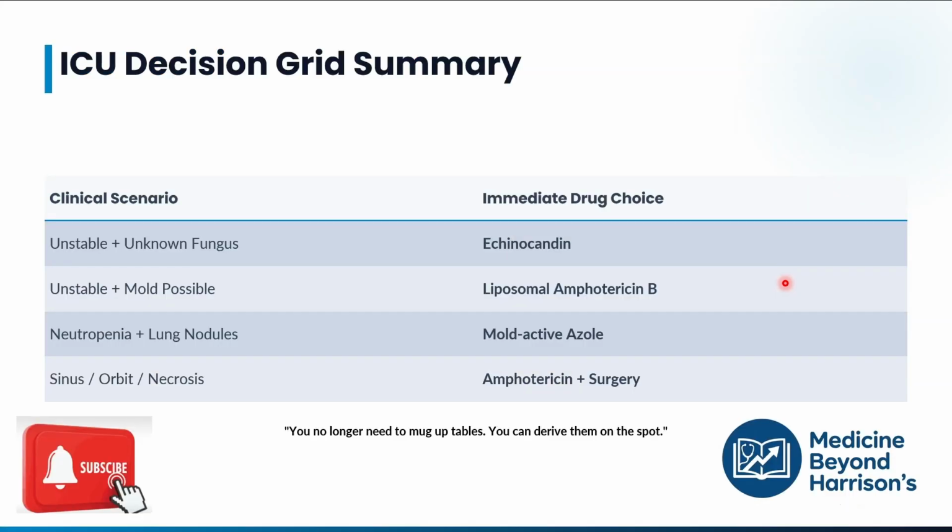The final thing: an unstable patient with unknown fungus, but you suspect a fungus, go for echinocandin. When unstable and a mold is also possible, go for liposomal amphotericin B. When you suspect neutropenia with lung nodules, go for a mold-active azole. When sinus, orbit, and necrosis are present, always go for amphotericin plus or minus surgery. You must understand this concept to find the right drug of choice for the organism in your patient.